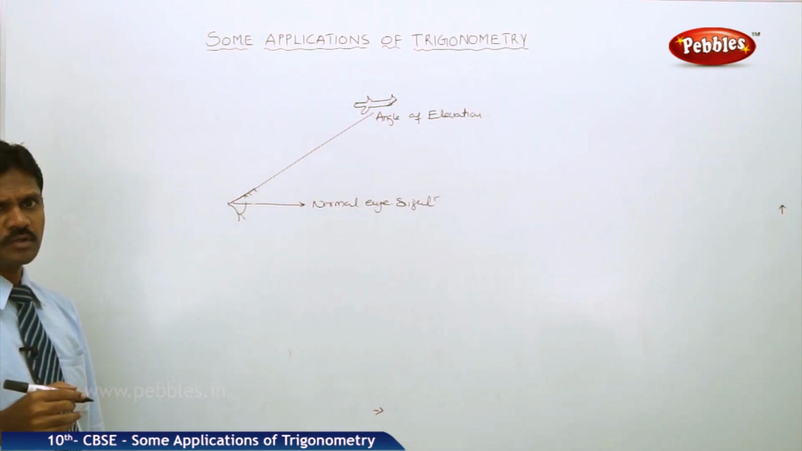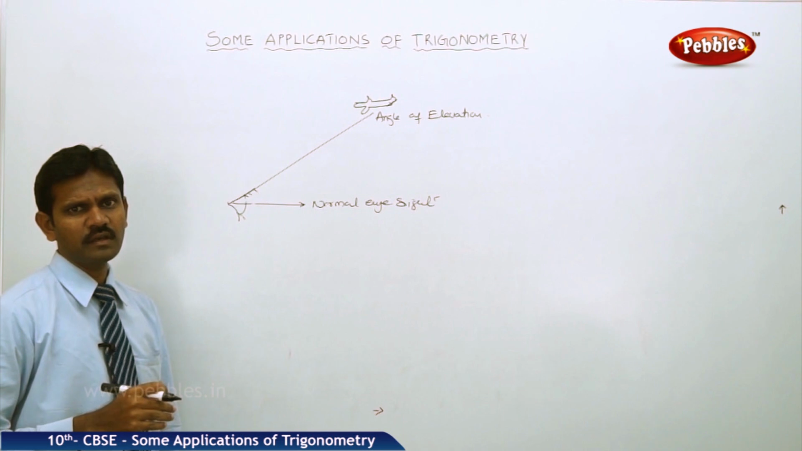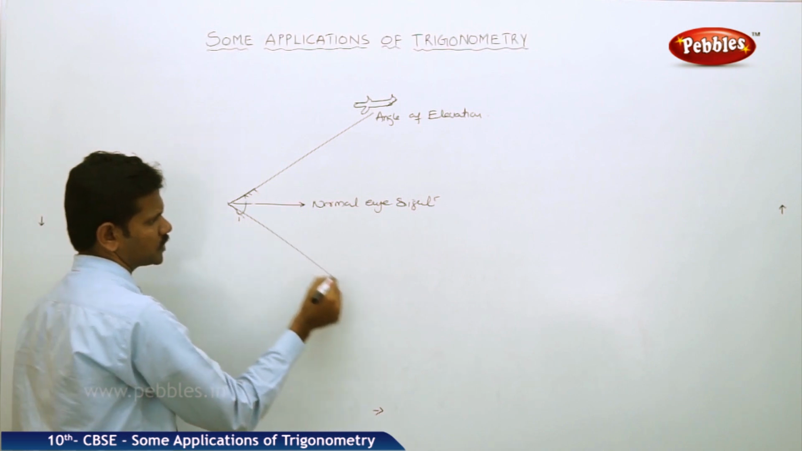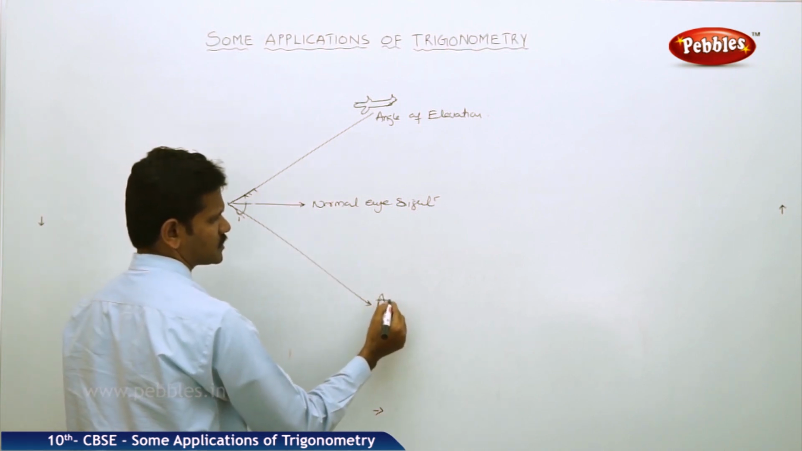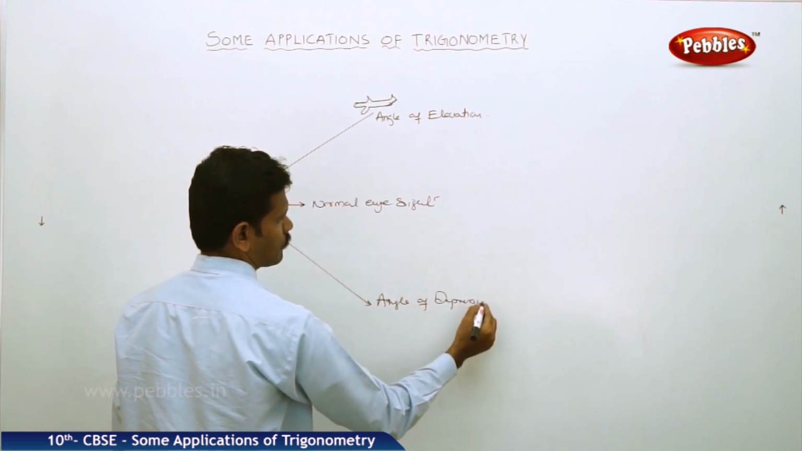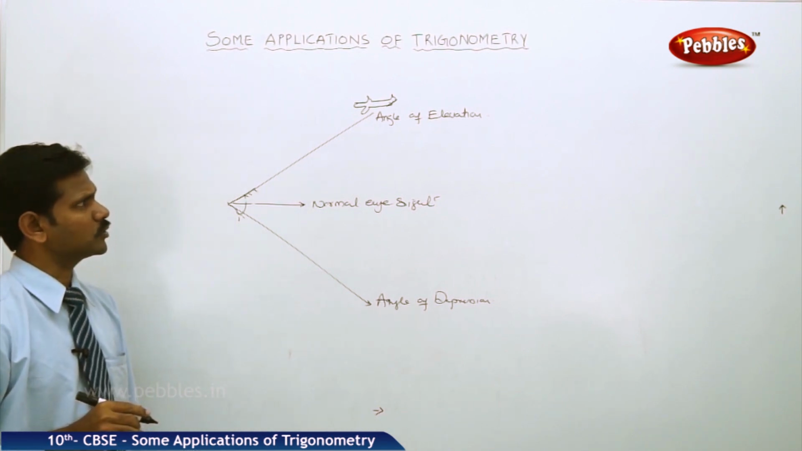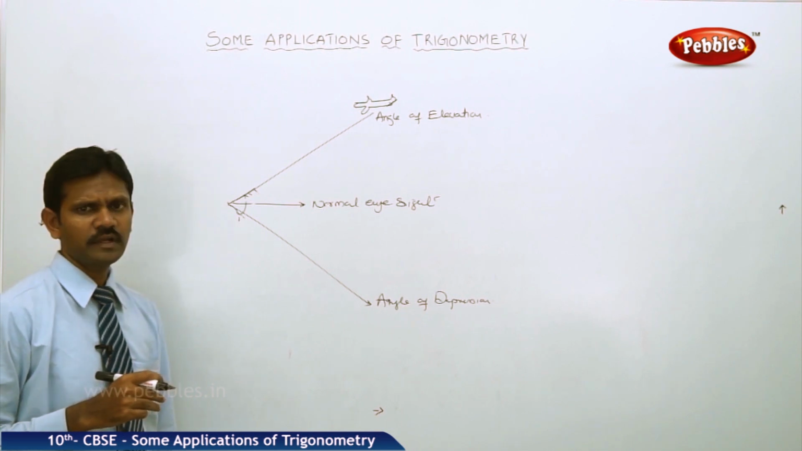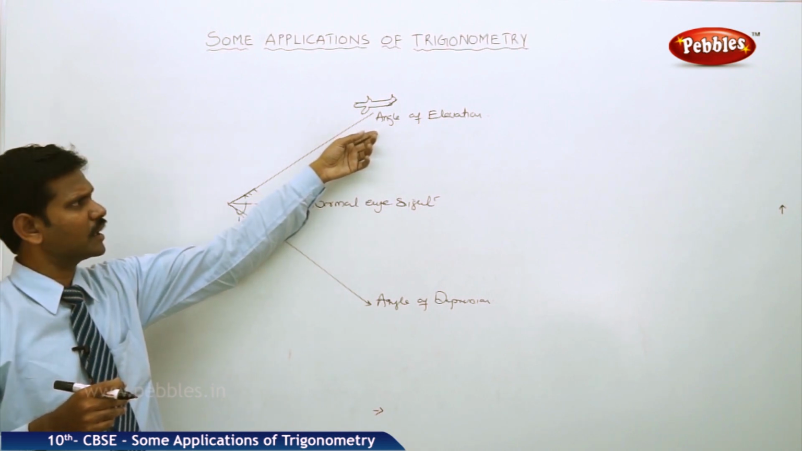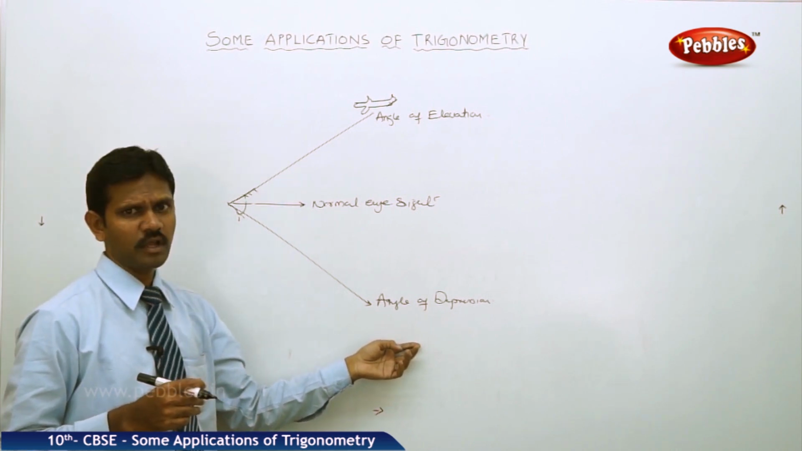Next, suppose we stand on the first floor of the building. Now some persons are moving on the ground floor. Now our eyesight will be just down from the normal eyesight, which is called the angle of depression. That means in this chapter we deeply study the angle of elevation and the angle of depression. Once again, the angle of elevation is the angle above the normal eyesight and the angle of depression is just below the normal eyesight.